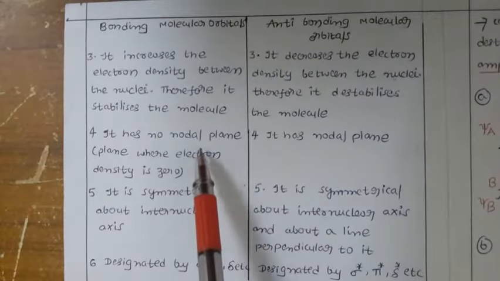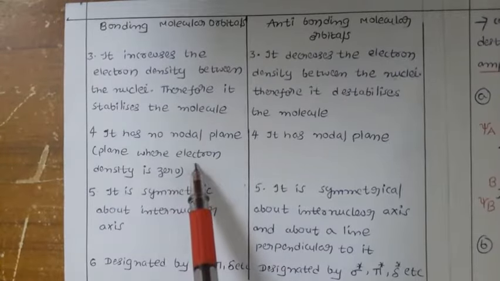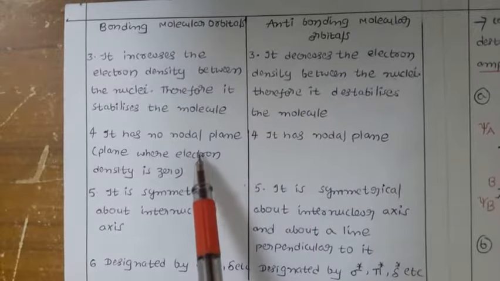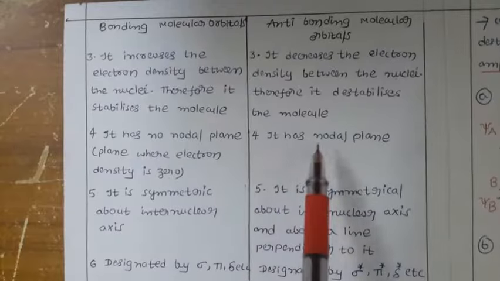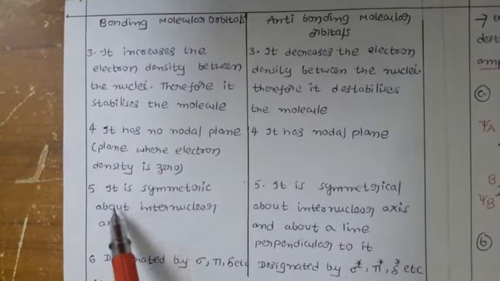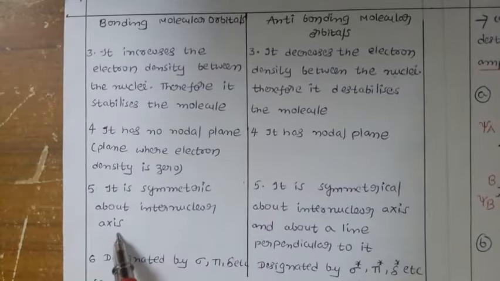In case of a nodal plane, the probability of finding an electron is 0. Now it has a nodal plane. In this case we are not getting the nodal plane, but in case of antibonding we have the nodal plane. Next, it is symmetric about the internuclear axis.